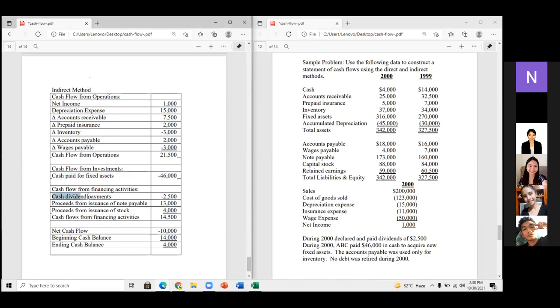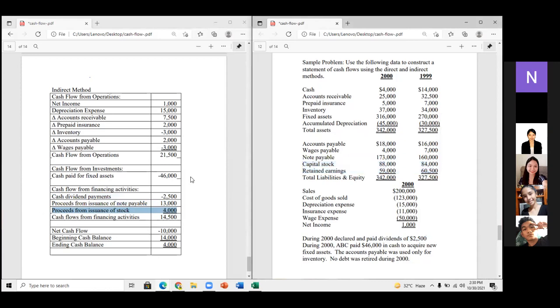And yung sa cash dividend, sa financing naman, ganun din yung cash dividend payments na 2.5. Kasi na-mention sa problem na nagkaroon tayo ng declared and paid dividends na 2.5. And ganun din sa proceeds of issuance of note payable. Ayan, nagkaroon tayo ng increase from 160,000 naging 173,000. And susunod, yung sa proceeds ng issuance of stock. Kung mapapansin mo, yung capital stocks is nagkaroon ng increase from 84 naging 88.